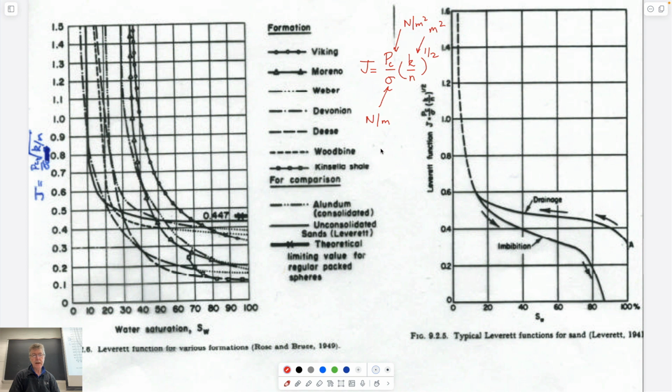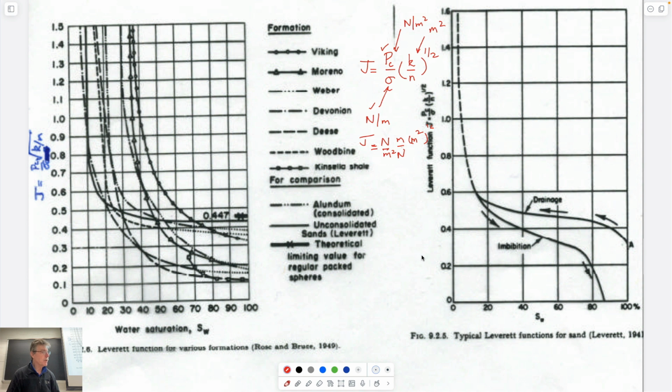So hopefully if we put these together dimensionally, we have newtons per meter squared for this. We have newtons per meter for this. We have permeability, which is meters squared, to the square root. And so if you look at what the dimensions of this J function are, it has no dimensions. Newtons cancel out, newton meters squared per meter squared. This is a square root of meter squared, and so that cancels out as well.